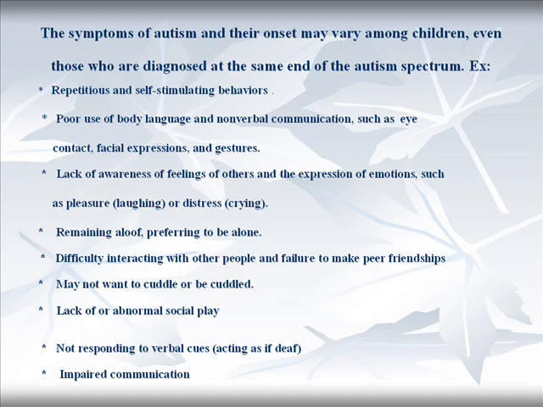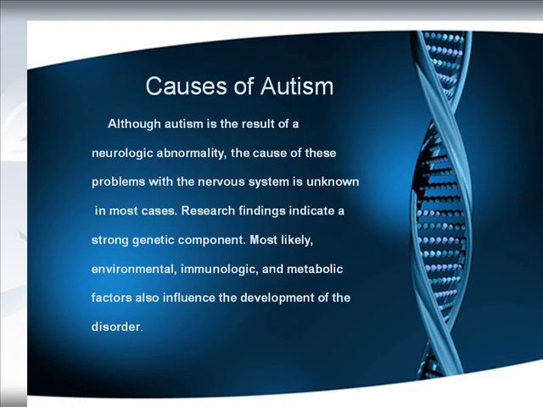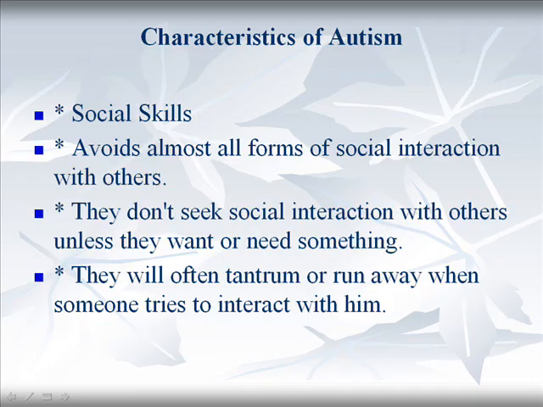Causes of autism. Although autism is a result of a neurological abnormality, the causes of these problems with the nervous system are unknown in most cases. Research findings indicate a strong genetic component, as well as environmental factors such as pesticides, infections, hormone imbalance, and mercury in vaccination. Characteristics of autism.